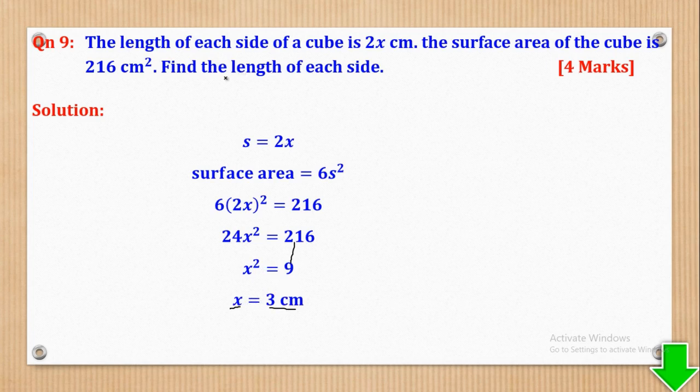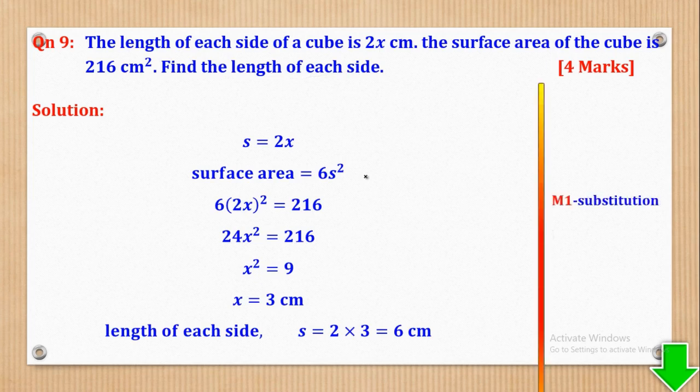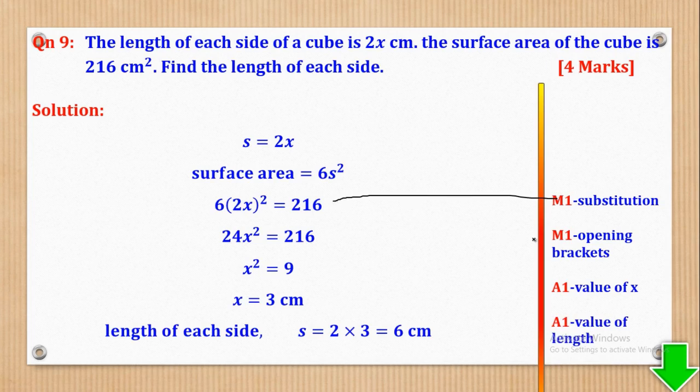But remember, they wanted the length of each side, and each side was 2x. Therefore, the length of each side will be equal to 2 times 3, to come up with 6 centimeters. So basically, that's what they wanted. Now let's see how much can be awarded. M1 was for substitution, M1 for opening brackets, A1 for the value of x, and A1 for the length of each side.